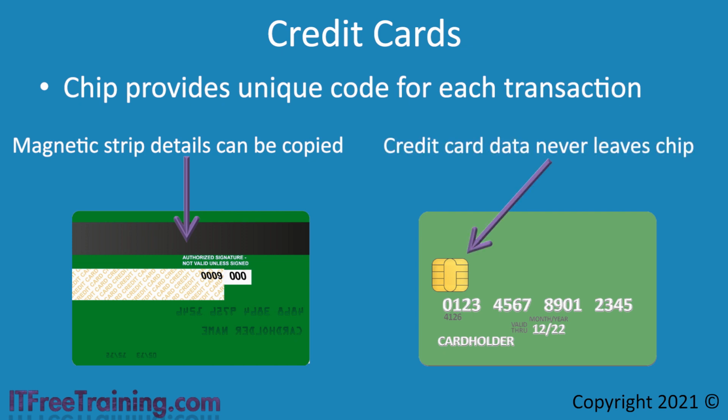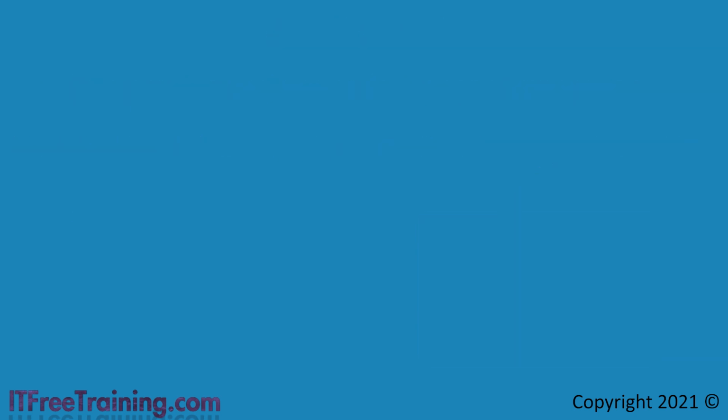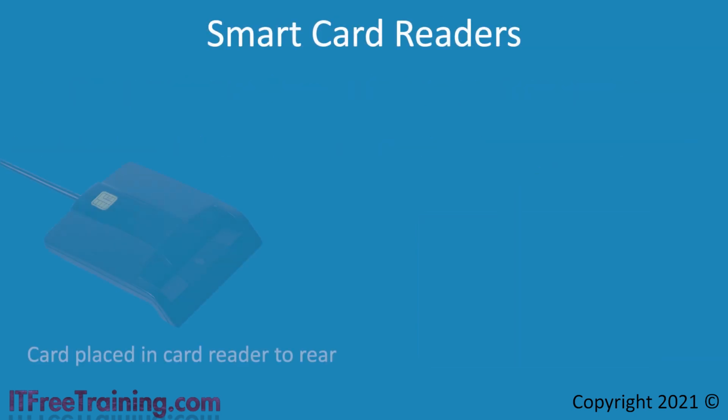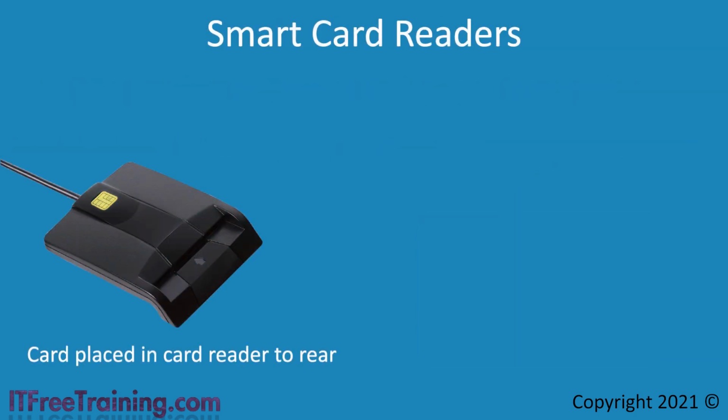Important information, like the credit card data used for security, never leaves the chip. This helps keep this information secure. In order to use a credit card or smart card, you need some kind of device to read the data on the card. Traditionally, smart cards were read using a smart card reader or similar device.